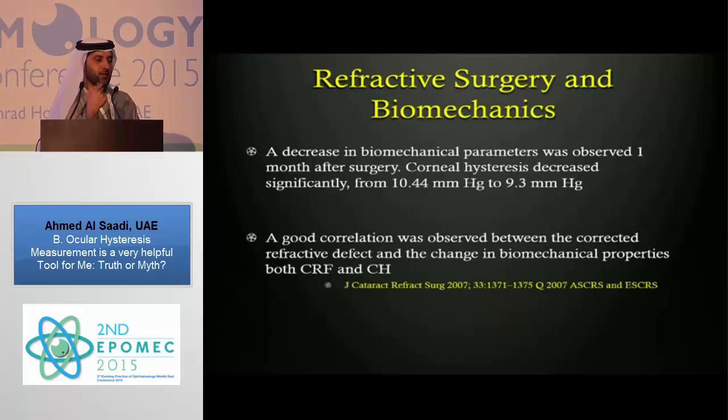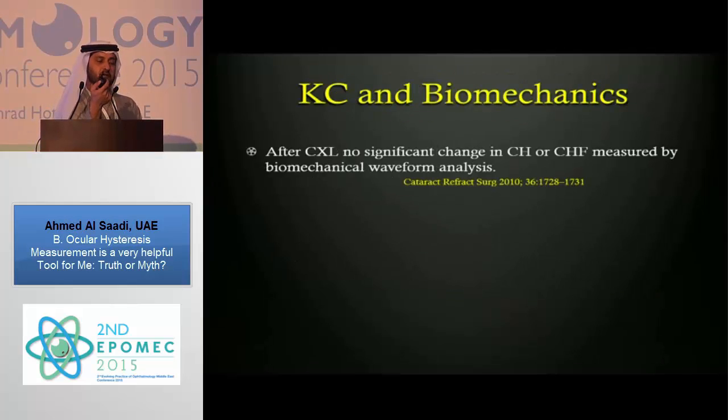So again, here, cross-linking. The papers failed to show a big change in biomechanics when it comes to cross-linking for keratoconus. When we read, we don't have this huge change to document after cross-linking. Yet we all agree that the cornea is stiffer, but this technology is failing to show that.